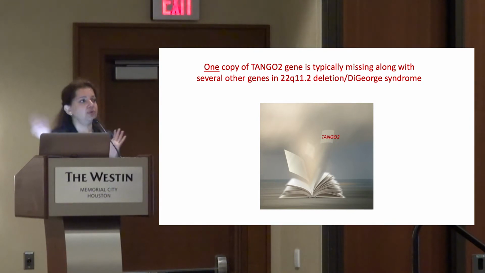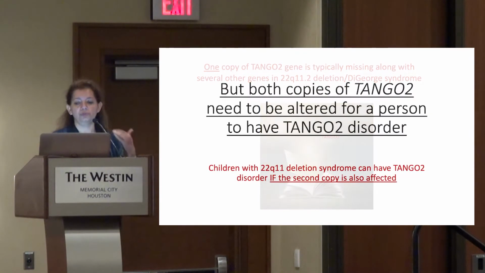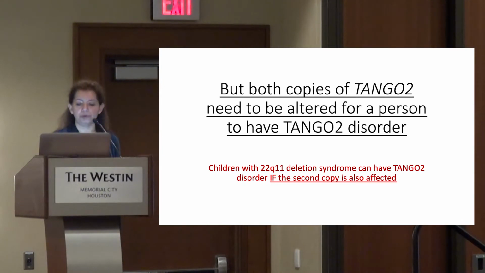Most children with DiGeorge don't have TANGO2 disease, right? Because they have a second copy of TANGO2, which is working fine. So they would just have a diagnosis of DiGeorge, they have no problem. And again, going back to our original point, both copies have to be changed in TANGO2 to have the TANGO2 disorder. So if that DiGeorge child has a second change on the other TANGO2 gene, then yes, that child will have both DiGeorge syndrome and problems related to TANGO2.